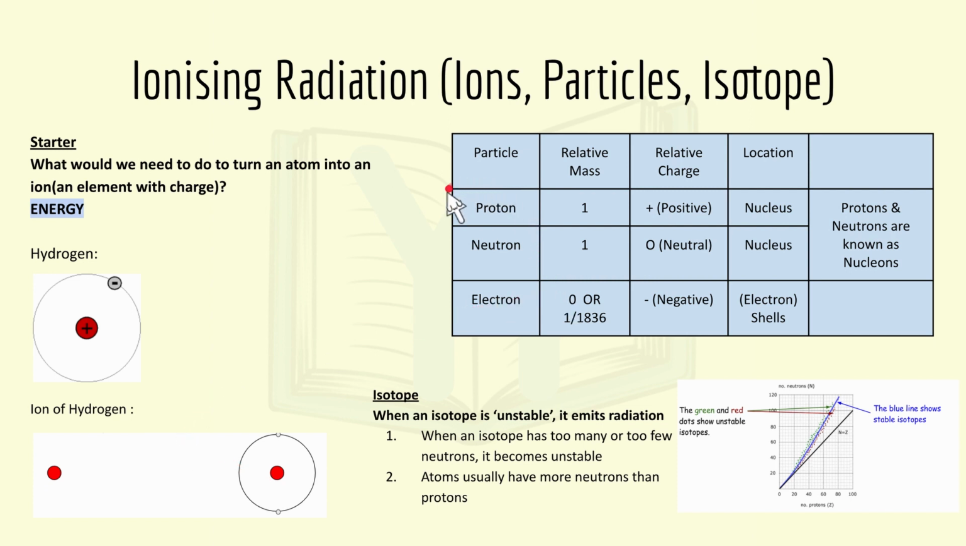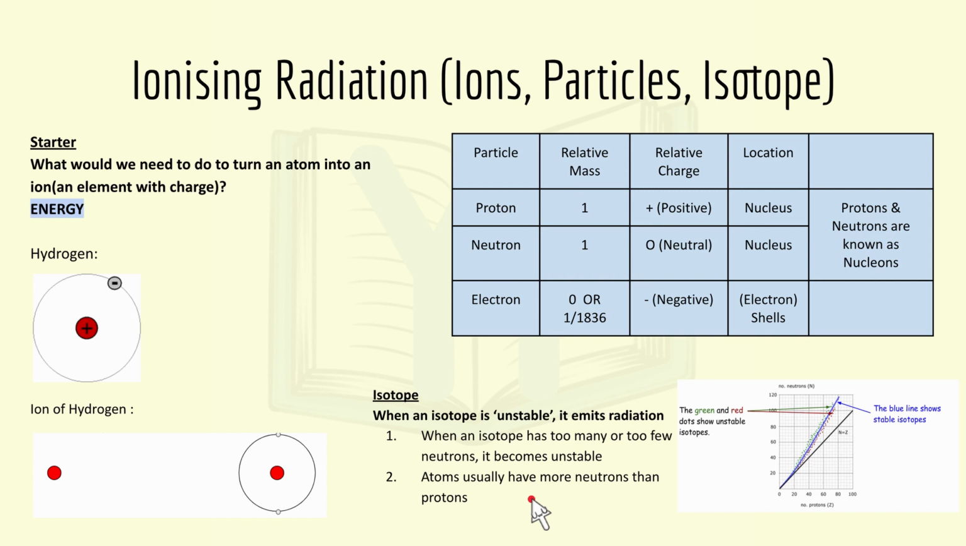So here are the particles. We have protons, neutrons, and electrons. The relative mass for proton and neutron are the same, 1, and the electron is this, very small. Relative charge is positive, neutral, and negative. Location is nucleus, nucleus, and electron shells. And protons and neutrons together are known as nucleons.